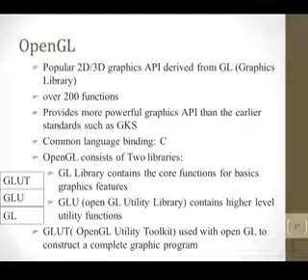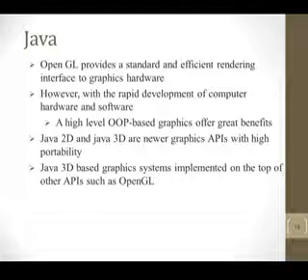Java 2D and Java 3D are newer graphics APIs associated with the Java programming language. They are high-level, object-oriented, and highly portable. A Java 3D based graphic system is implemented on top of an API such as OpenGL. Java 2D and Java 3D are the APIs that will be used in this course. The following table shows a typical graphic system layout. As we can see, here we have the hardware level, then the operating system level, where OpenGL and Java are built on, and lastly at the top, Java 3D and the Java APIs.